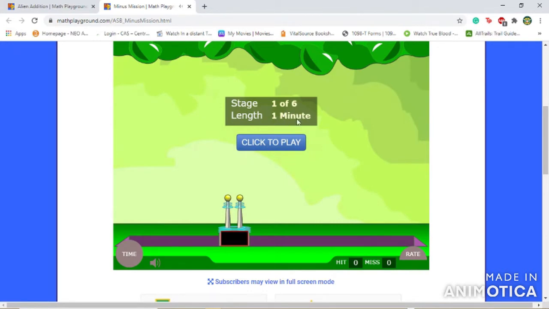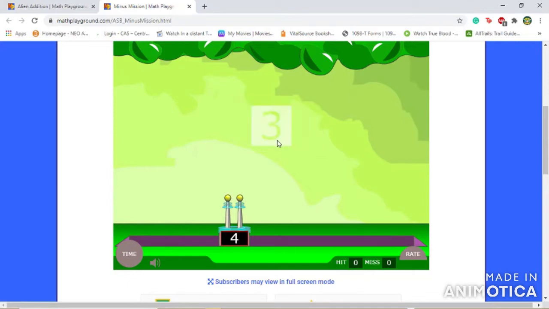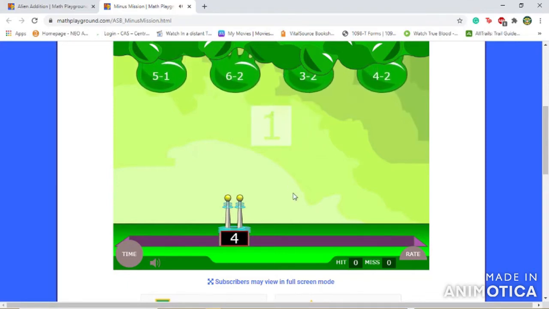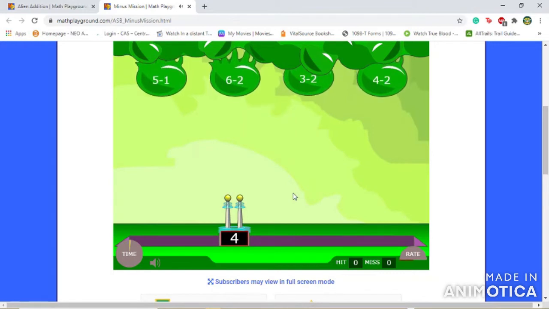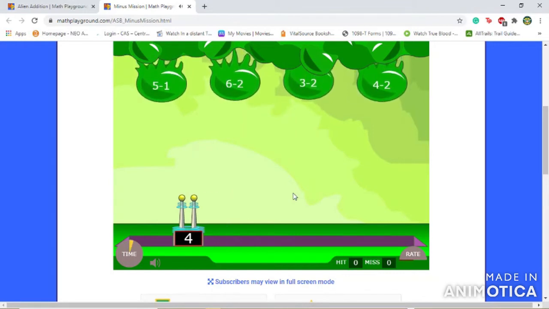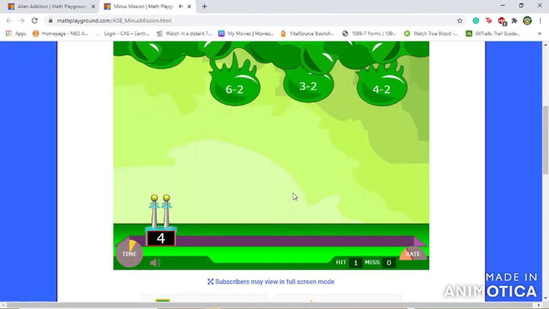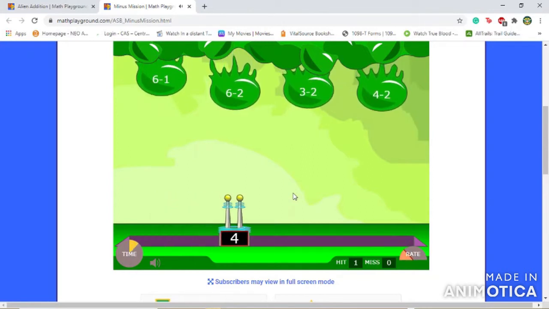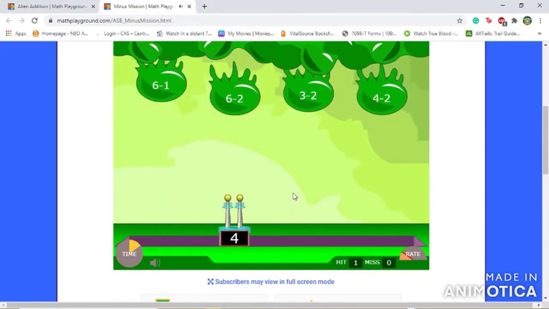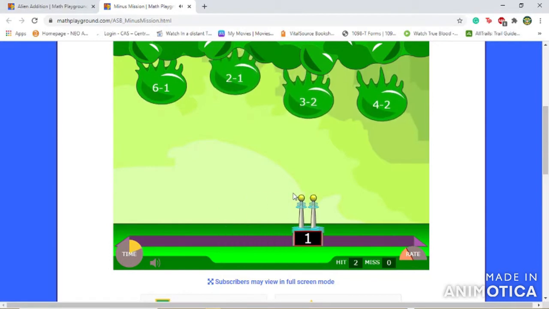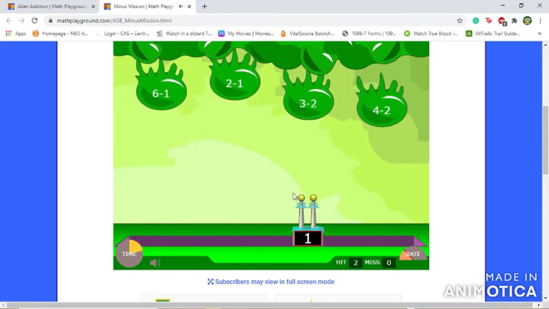1 of 6 stages, and 1 minute is your length of time. And you can do this as many times as you want, just like in addition. So you'll click play. This one, you're going to find the equation that equals 4. So for this one, it would be 5 minus 1 equals 4. And then now you're going to find another one that equals the same thing. So 6 minus 2 equals 4. And now you're trying to find 1. So 3 minus 2 is 1.